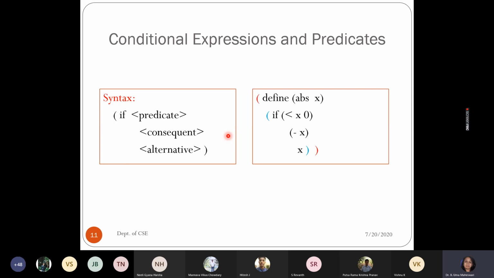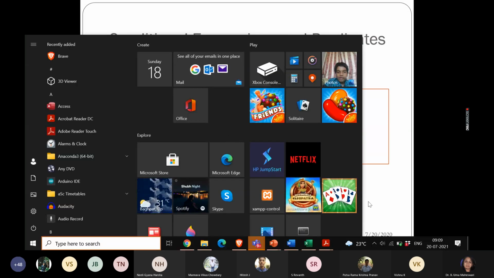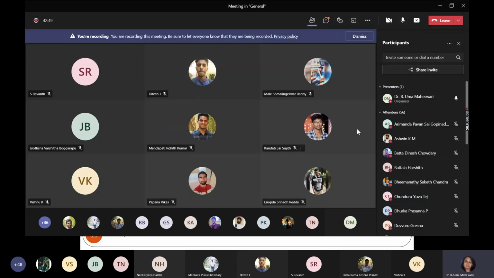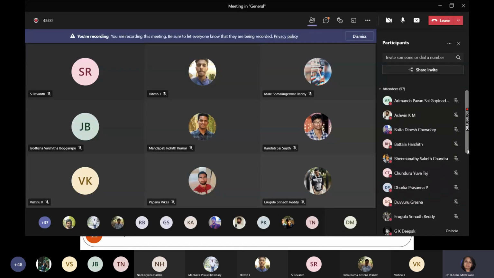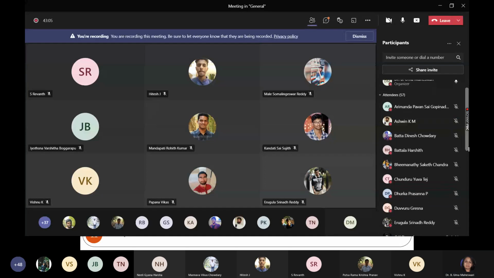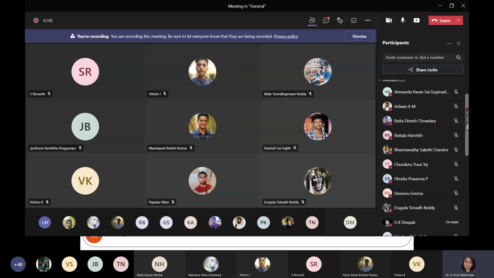The students are very calm and I don't know what is happening. Shall I call someone? Okay, I call Ashwin. Ashwin, are you there? Dinesh? No one is there in line. Why are you connecting, students? Dinesh, are you there? Harshit? Saket Chandra? Yuvatej? Yeah, at least one.